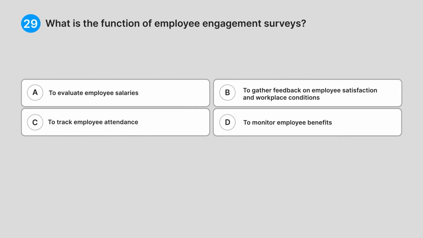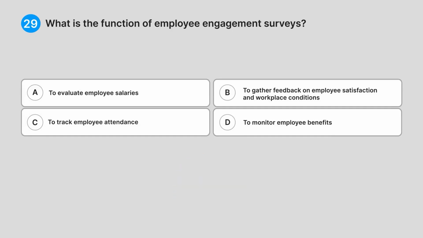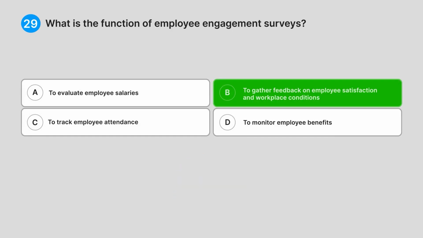29. What is the function of employee engagement surveys? A. To evaluate employee salaries. B. To gather feedback on employee satisfaction and workplace conditions. C. To track employee attendance. D. To monitor employee benefits. Do you know the answer? Correct answer B. To gather feedback on employee satisfaction and workplace conditions.